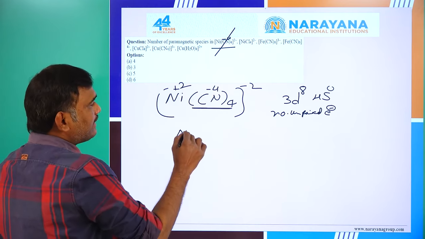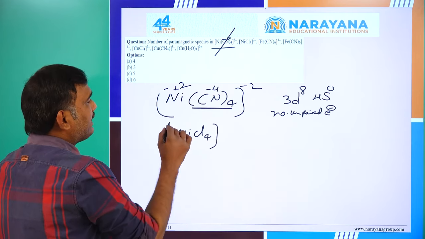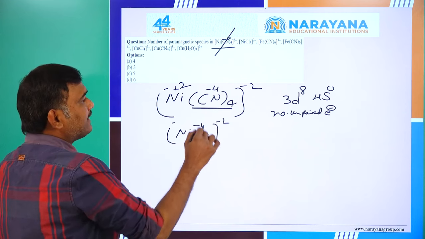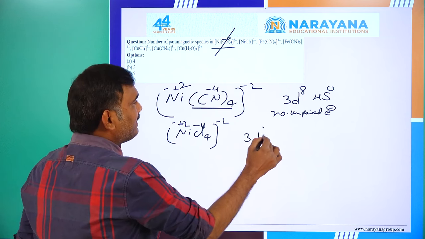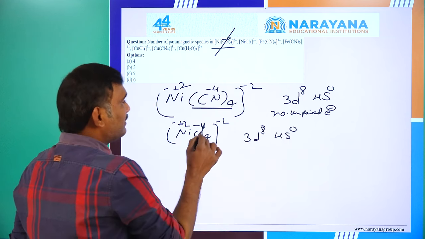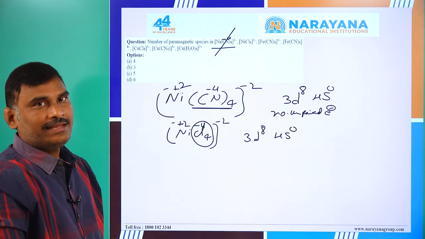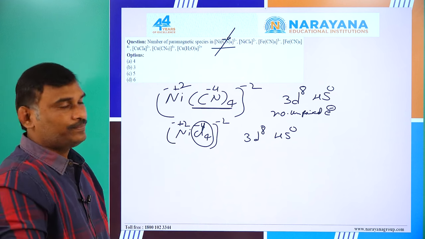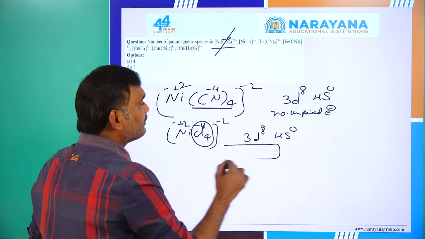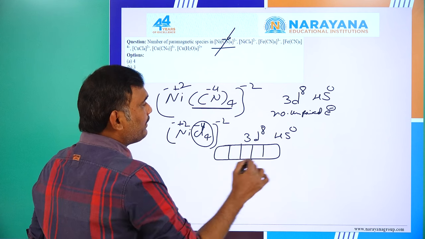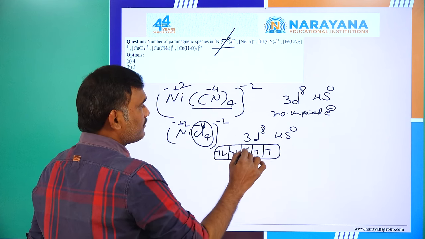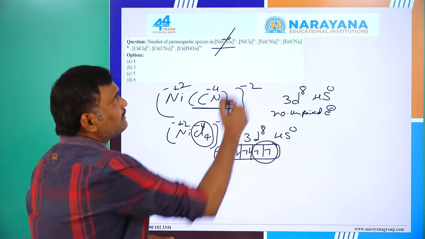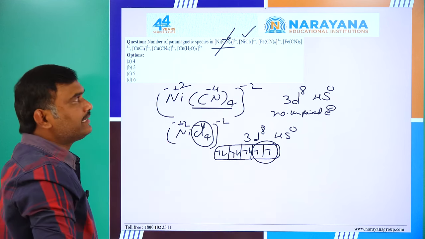Same again. NiCl4 with -2 charge, here the ligands are -4, so nickel is +2. Again 3d8 4s0. But chlorine is a weak field ligand, so electrons are not forcibly paired up. That's why there are 2 unpaired electrons, and it should be paramagnetic.